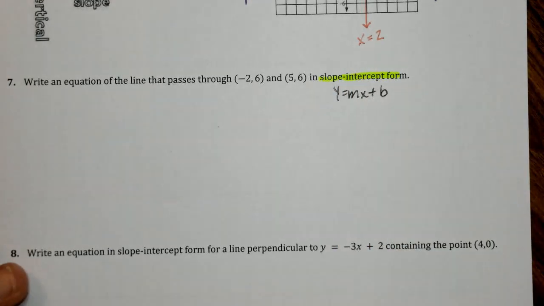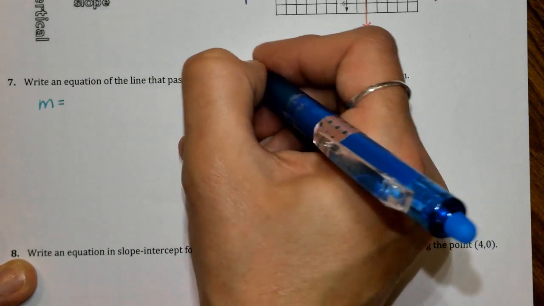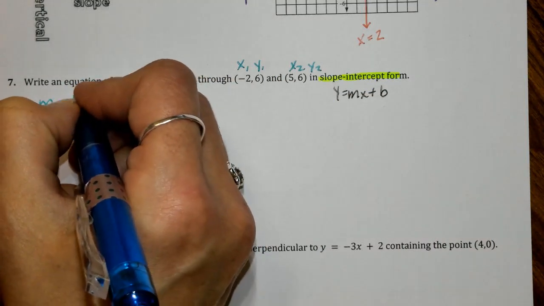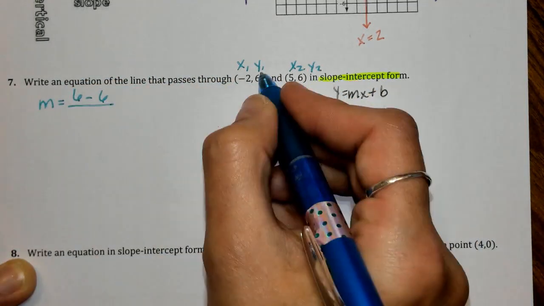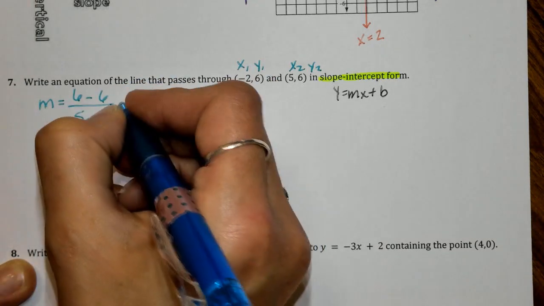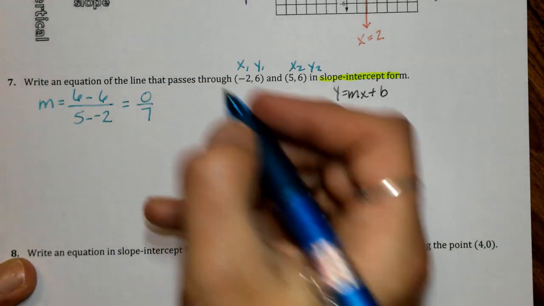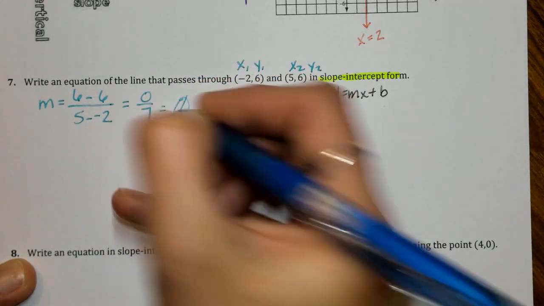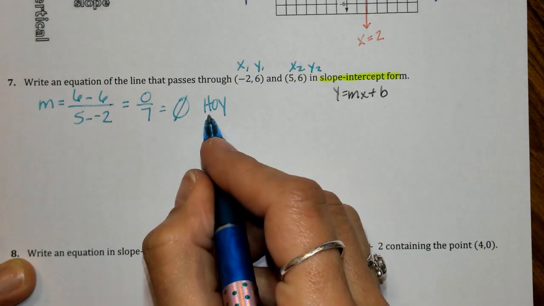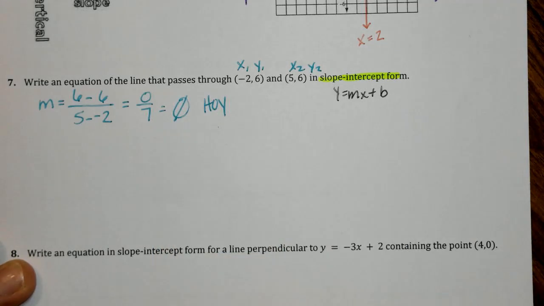We're going to take a look at our slope. We have our x1s and y1s. We're going to take 6 minus 6, y2 minus y1, over x2 minus x1, which is 5 minus -2. We're going to come out to 0 over 7. If you plug this into your calculator, it will tell you 0. A 0 is going to represent HOY, a horizontal line with a 0 slope, y equals a number.